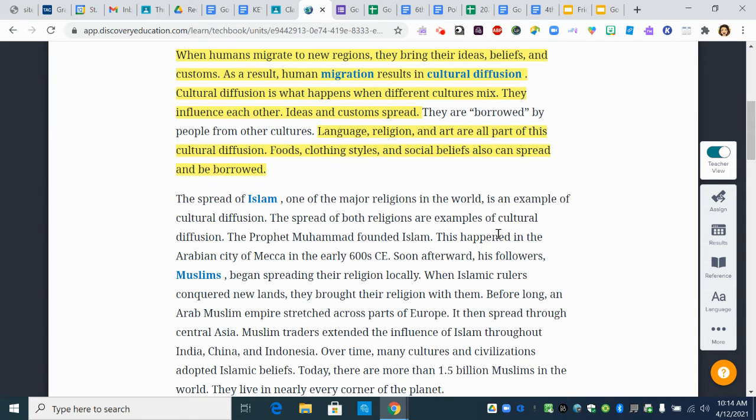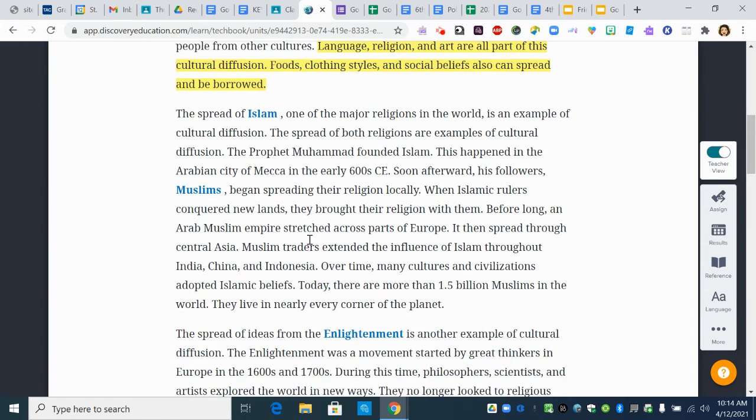Okay. The spread of Islam, one of the major religions in the world, is an example of cultural diffusion. The Prophet Muhammad founded Islam. This happened in the Arabian city of Mecca in early 600 CE. Soon afterward, his followers, Muslims, began spreading their religion locally. When Islamic rulers conquered new lands, they brought their religion with them.